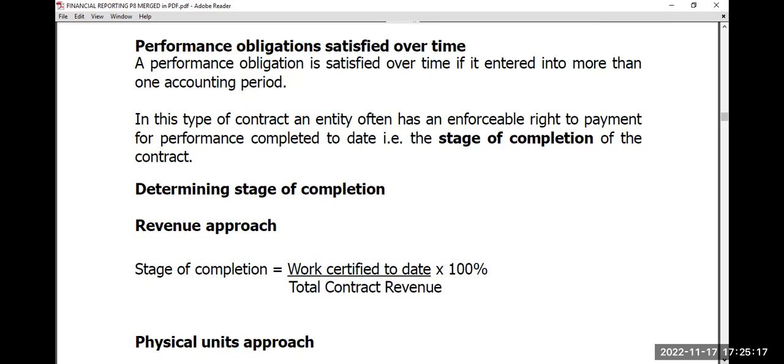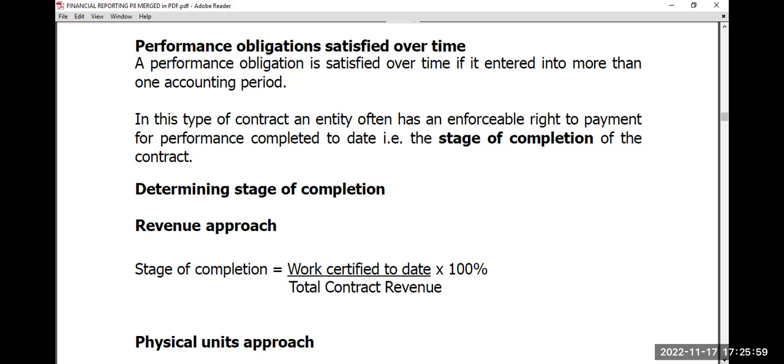You may find that someone has been given a contract, maybe to construct a flat. You may find that in the contract, the person is supposed to receive payment maybe when they have completed the first floor. By the time they complete the first floor, they can request the money. That is at a certain stage of completion. By the time they reach the third floor, they have received part of the money. So how do we deal with such transactions where we are going to be receiving money at different stages of completion?